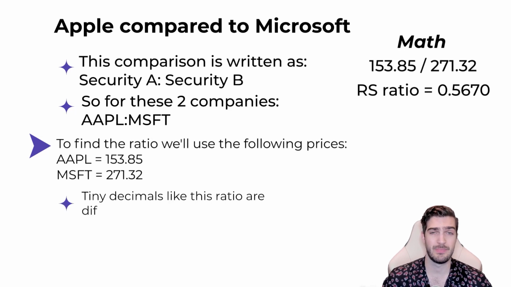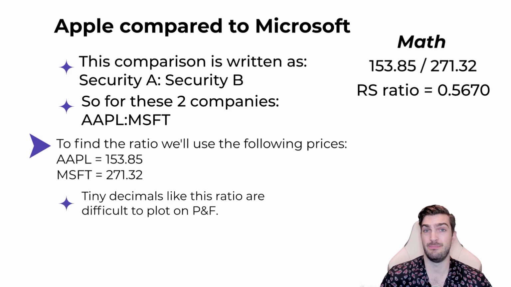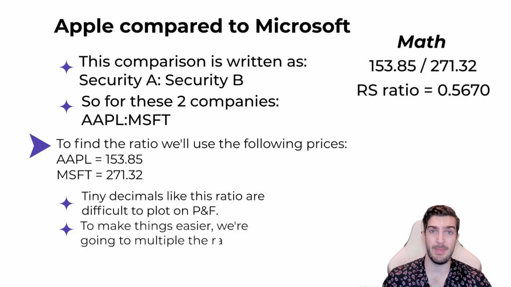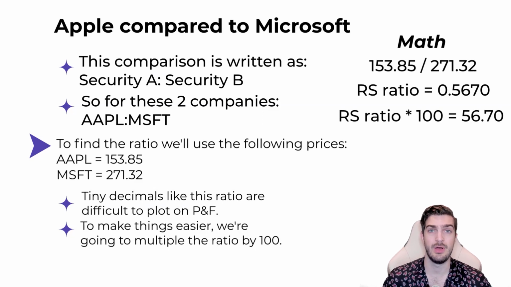Now, we could plot that number on a chart, but those numbers seem a little strange when we start using point and figure. We like to have a little bit of bigger numbers for us to be able to look at when we're using point and figure charts, so to make the number a little bit more manageable, we're going to multiply it by 100, giving us 5670 as our relative strength ratio between Apple and Microsoft.